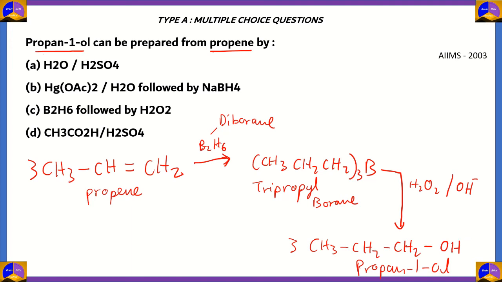So propene can make propanol by being reacted with diborane and hydrogen peroxide in a basic medium. So when you treat it with diborane, it goes to an intermediate called tripropyl borane, and from there, using peroxide in a basic medium, you get propan-1-ol.